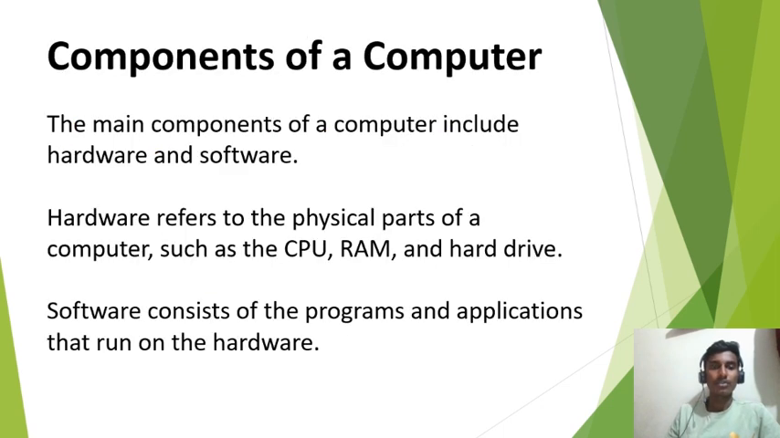Components of computer. The main components of a computer include hardware and software devices. Hardware refers to the physical parts of the computer such as CPU, RAM, and hard drive. Software consists of programs and applications that run on the hardware systems.